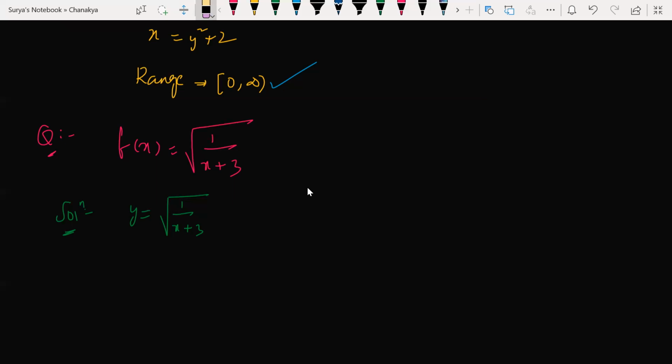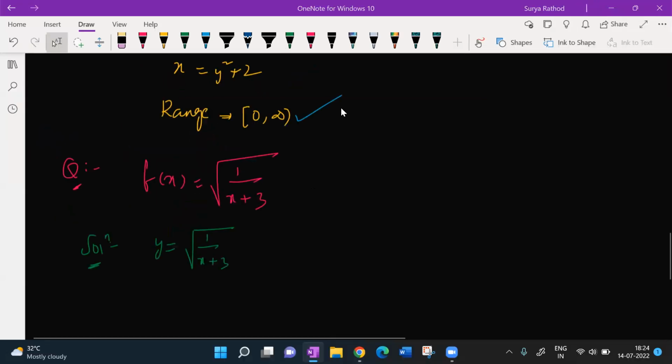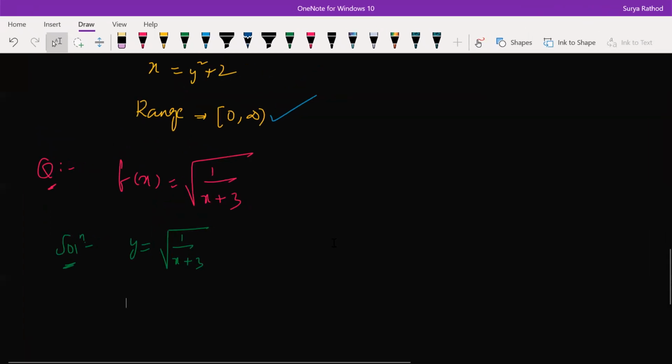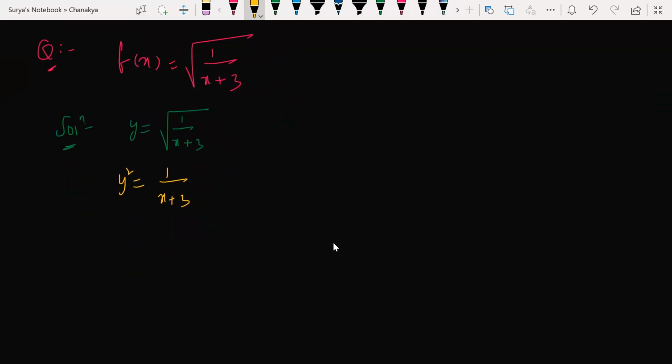Guys, what is the answer? 0 to infinite. Oh, very good, Saksham. Look at the board here. So y square is equal to 1 by x plus 3. Squaring on both sides, x plus 3 is equal to 1 by y square. X is equal to 1 by y square minus 3. Correct?